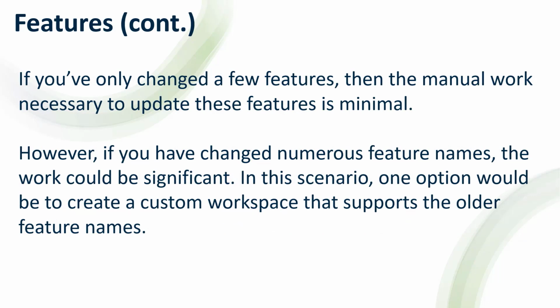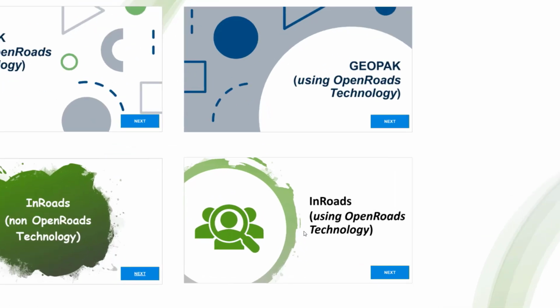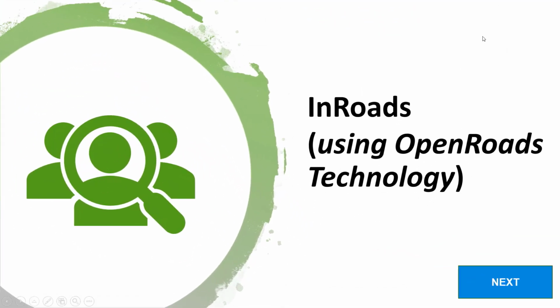Now, if you've only changed a few features, the manual work necessary to update those features is probably going to be minimal. However, if you've changed a lot of feature names, then the work, of course, could be significant. In this scenario, one option to consider would be to create a custom workspace that supports the older feature names. In the final presentation of our series, we'll look at an InRoads project that uses OpenRoads technology.